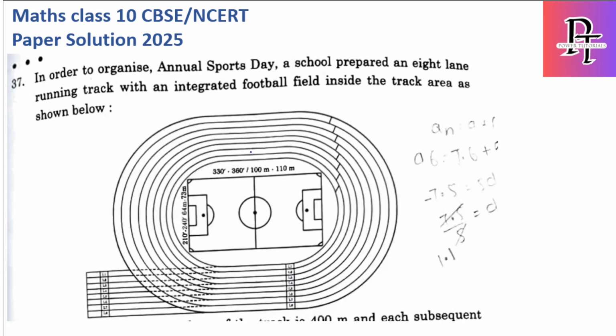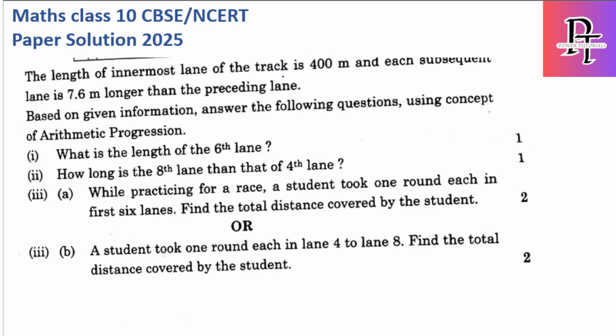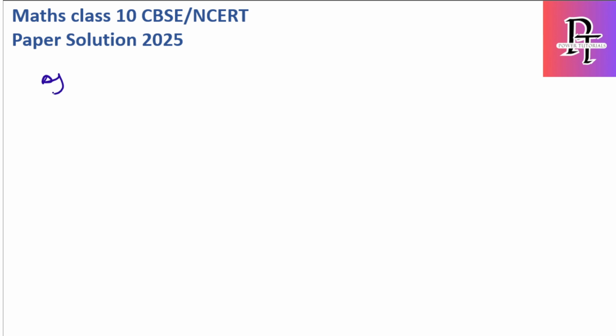As you can see here, the inner lane will have the least length, and you keep on increasing. It keeps on increasing by how much? 7.6 meters longer. Based on the given information, answer the following questions using the concept of mathematical progression, the AP series. So find the length of sixth lane. The answer is easy, it is just the first one. They're asking T6, which is our A6 also. We can say it is A plus 5D.